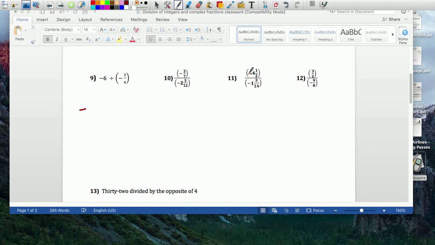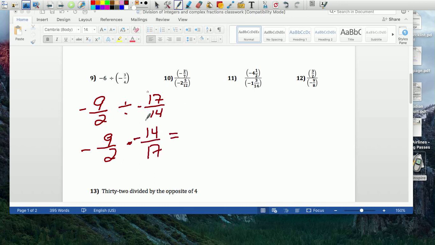2 times 4 is 8. We've got 9 over 2 divided by 14 times 1 is 4 plus 3 is 17 over 14. Negative again. So that multiplication, reciprocal, which is negative.